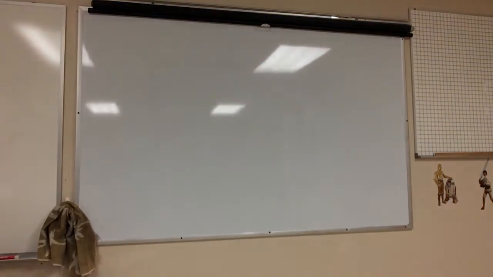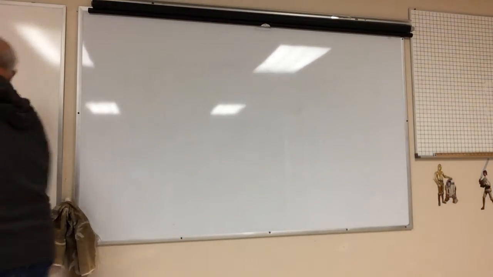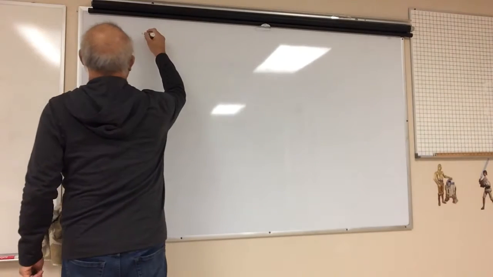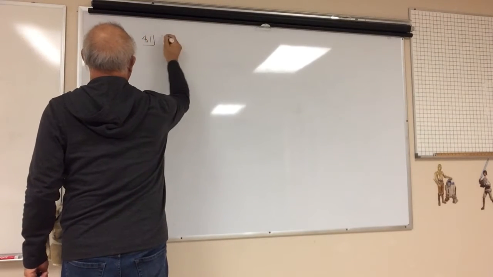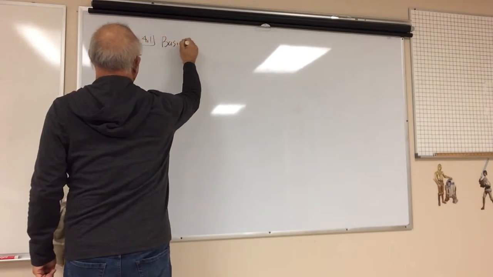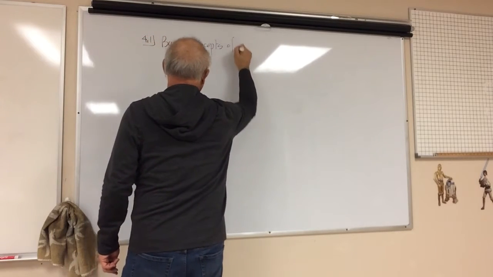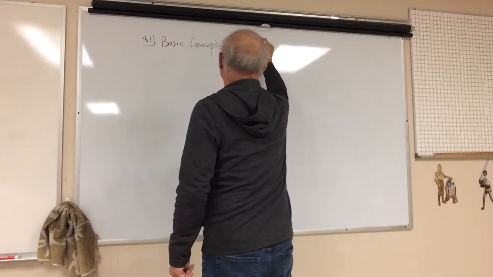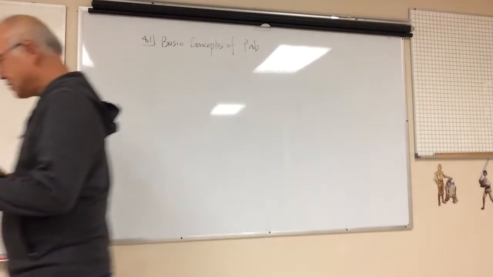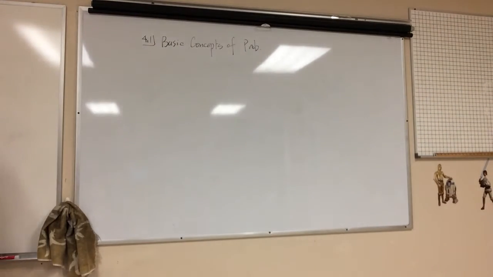4.1 is basic concepts of probability. So, 4.1, basic concepts of probability. Basic concepts of probability.